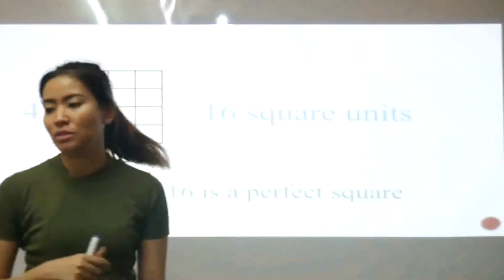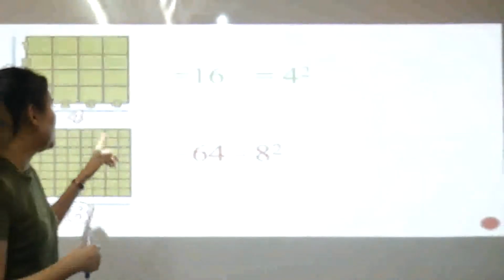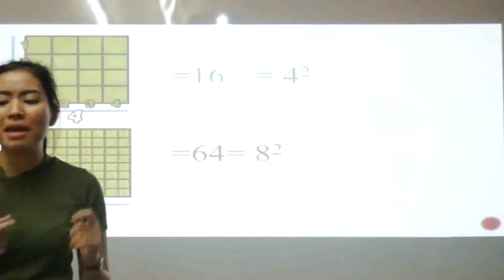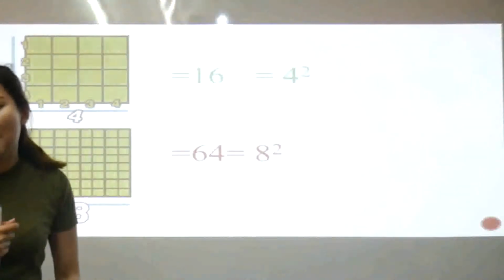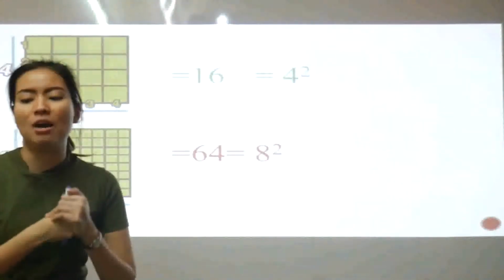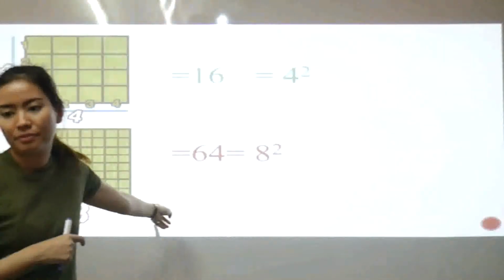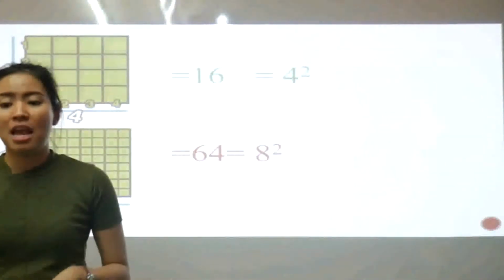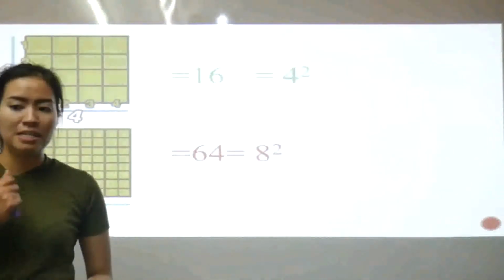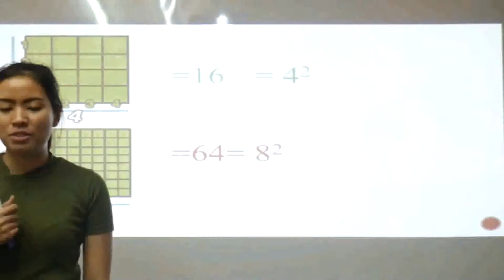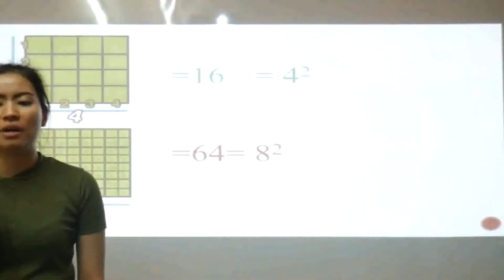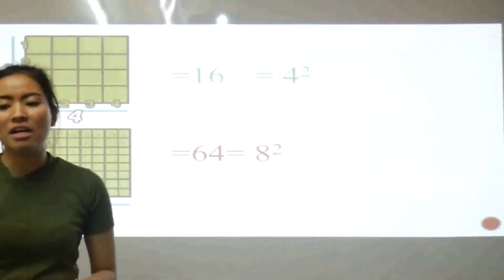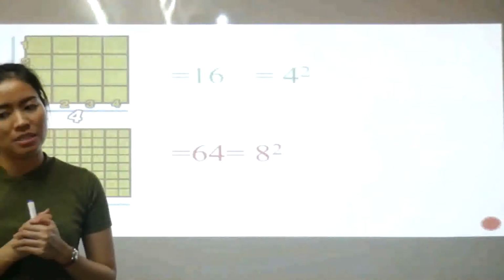Now, for example, if we took this 4 by 4 square and cut it in half to make an 8 by 8 square. Now, if we count up all those squares to find the area, just multiply 8 by 8. 8 squared, we will get a result of 64, right? Square units, so 64 is also a perfect square, and the square root of 64 is 8, because 8 squared equals 64.